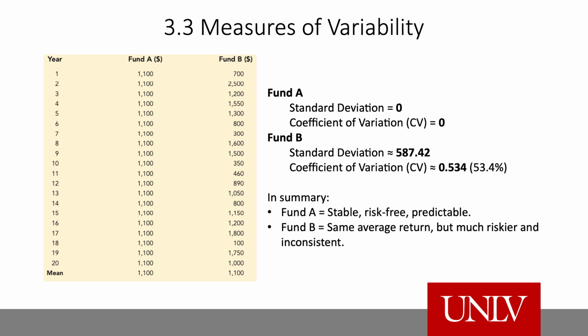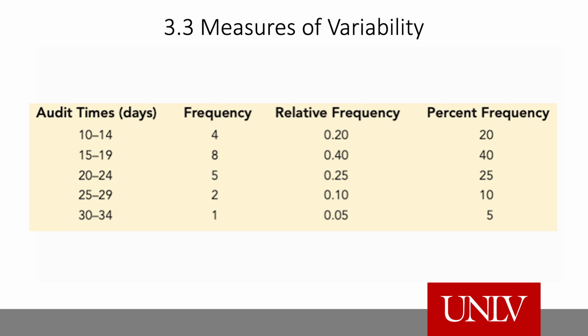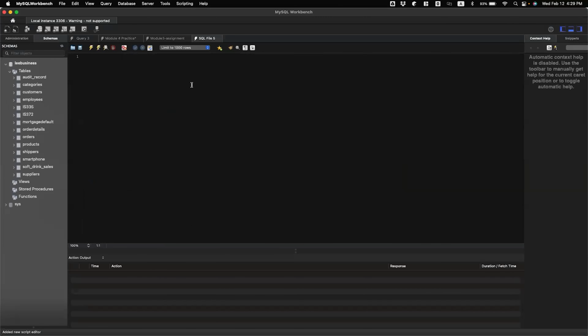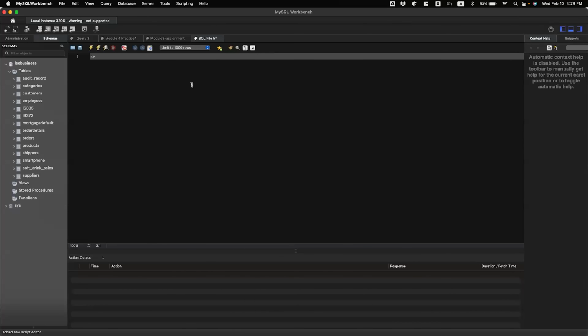So now let's see how to calculate these measurements in SQL and Excel. The best way to explore the measures of location and the variability of quantitative data is to use the descriptive statistics tools in Excel. So let's use the audit record as an example. We can find out the mean, range, median, standard deviation, and the variability of audit times. However, we don't have the data yet.